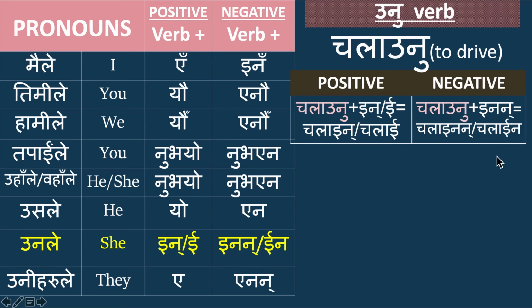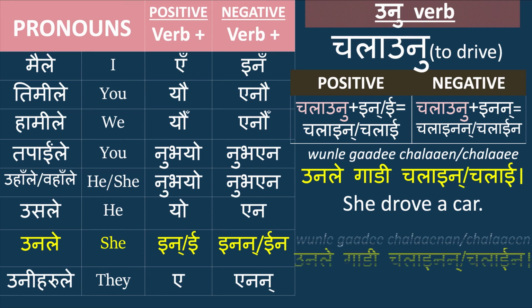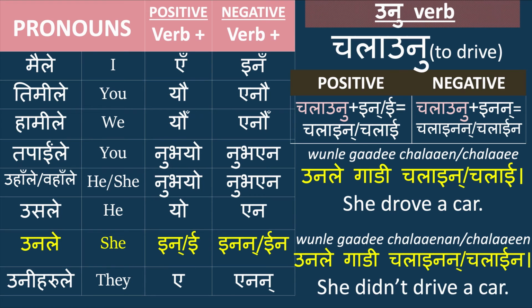चलाउनु plus ina, चलाइना. उनले गाडी चलाइन् or उनले गाडी चलाइ. Here गाडी means car. She drove a car, but in some books you can also find गाडी means a vehicle. उनले गाडी चलाइनन् or उनले गाडी चलाइन. She did not drive a car. उनीहरू.